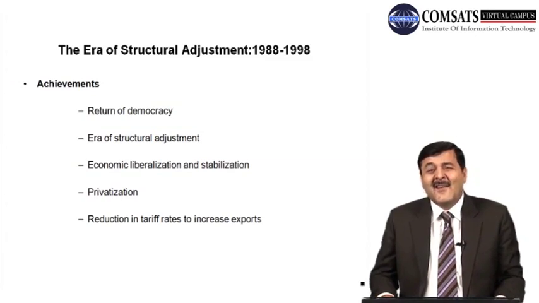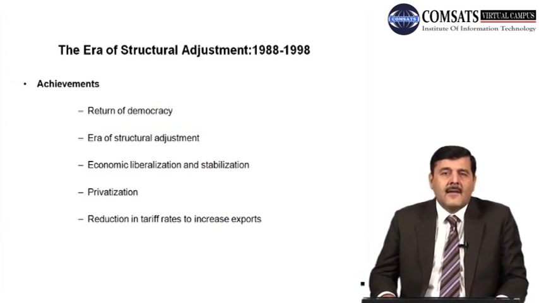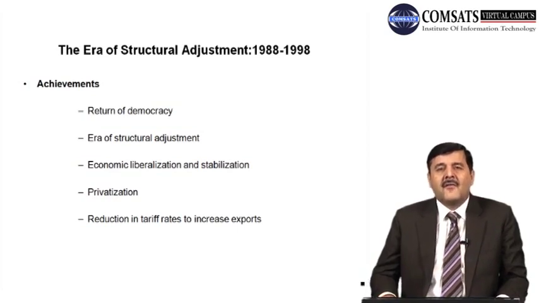Now what were the significant achievements of this time period? If we talk about 1988, the time period between 1988 and 1998 is where democracy comes back again. It is the return of democracy in the country after a long military regime, as we just discussed, after 11 years of military regime. This was the time period when democracy came again in the country, and this was the era of structural adjustment.